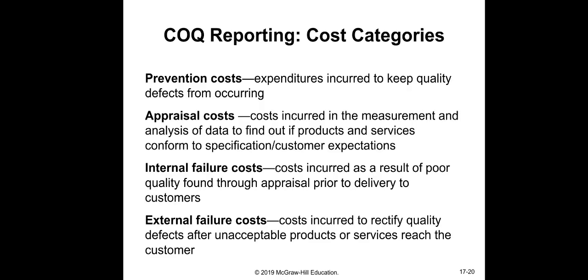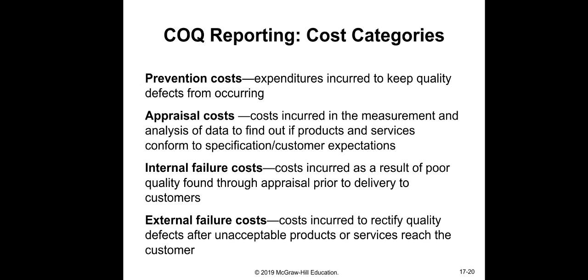When you want to know about the cost of quality, you have to know these 4 cost categories related to quality. First, prevention cost, second, appraisal cost, number 3, internal failure cost, and number 4, external failure cost. Prevention costs are expenditures incurred to keep quality defects from occurring. Appraisal costs are incurred in the measurement and analysis of data to find out if products and services conform to specification or customer expectation. It is like the cost to check the product or service to make sure it can satisfy the customer expectation.